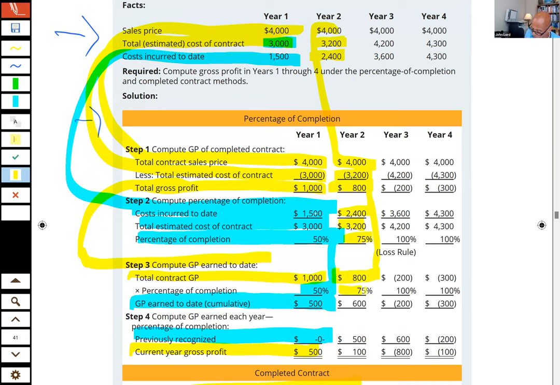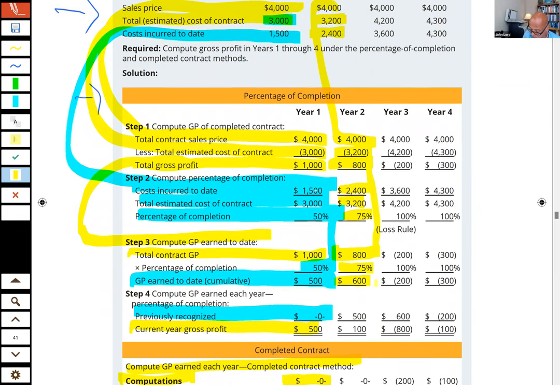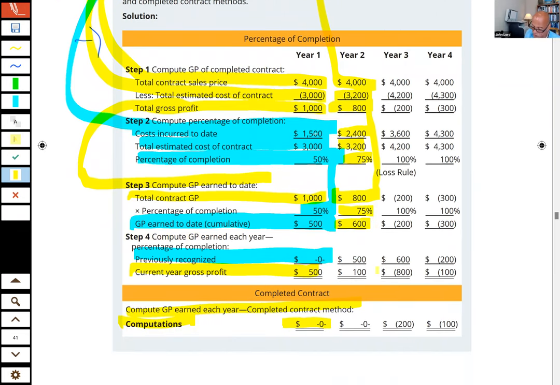75% done off of the $800,000 we think is going to be the profit means that the profit we've earned so far is $600,000. But we've already taken $500,000 in the previous year, haven't we? So this year we only take $100,000 to bring us up to the $600,000 we think we've earned so far. Now you could go back and say, well, wait a minute, but our estimate wasn't correct in year one. That's a change in accounting estimate. You do not restate for a change in accounting estimate. You just go forward with that new estimate.